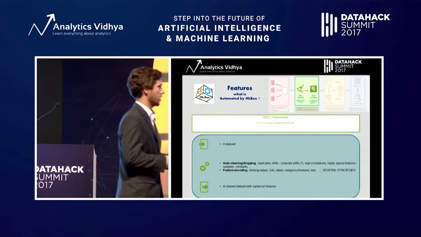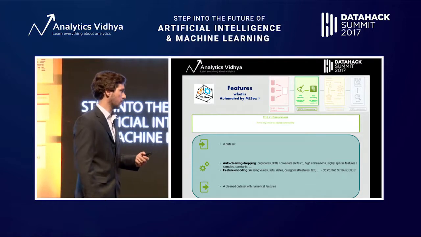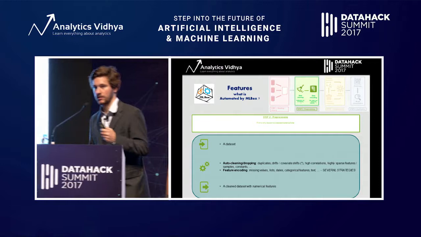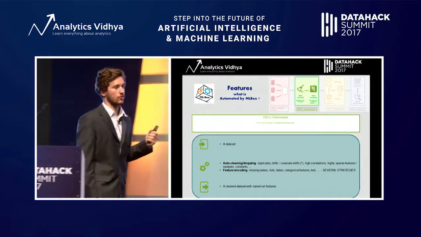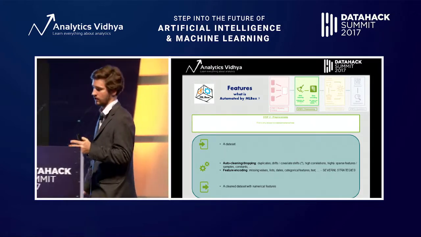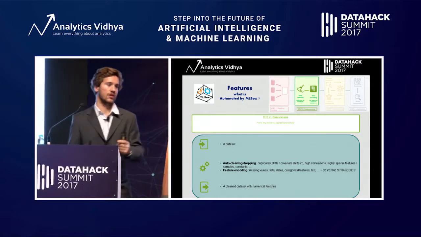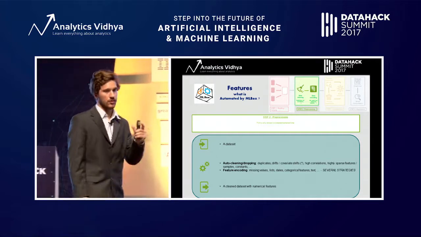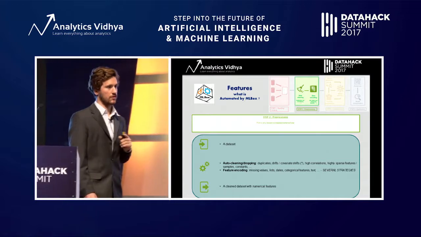Preprocessing, nothing very new, except that there is one single algorithm that is new in MLBox. It's the drift. So it's all about detecting a feature that is not stable, a feature whose distribution is changing between the training set and the test set. So MLBox will automatically detect this kind of feature for you and will drop it if it's necessary.